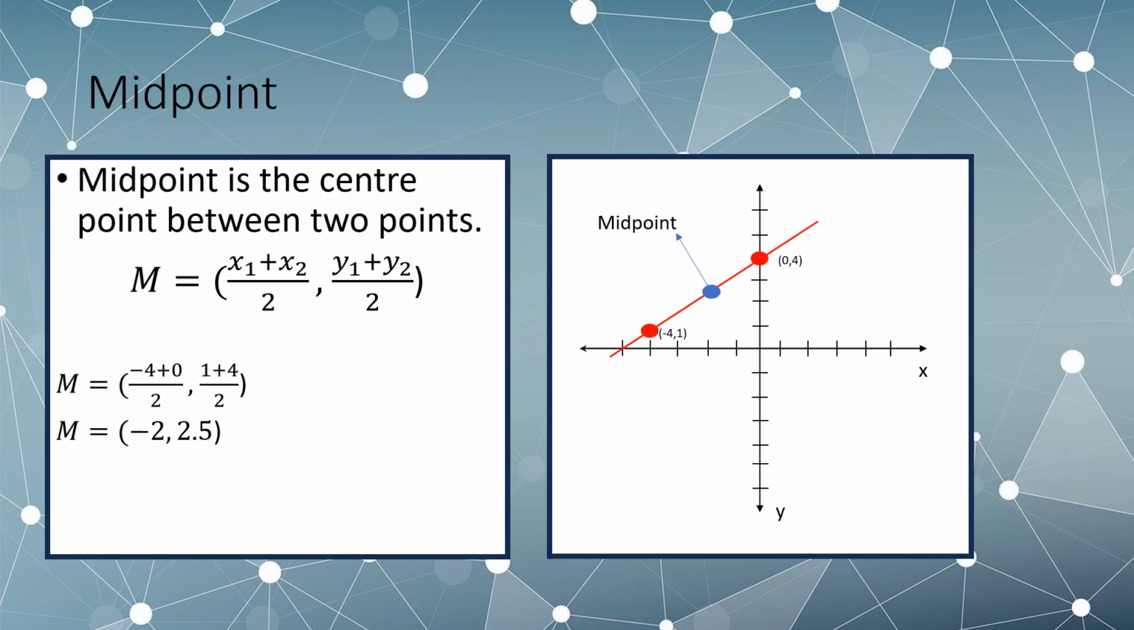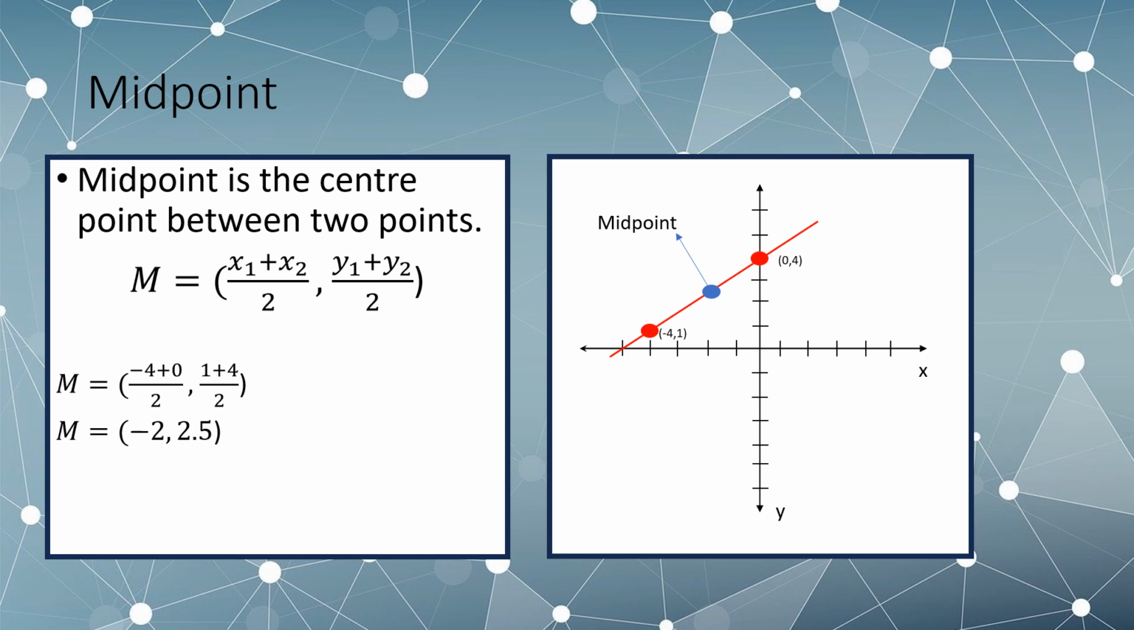Sometimes with linear equations on the Cartesian plane, you'll be required to find the midpoint between two set points. On the right here, we have a line, and we've been given the two coordinates (0, 4) and another coordinate (negative 4, 1). We've been asked to find the midpoint between these two points. The midpoint is simply the center point between two assigned points. It can be found using the formula M is equal to x1 plus x2 over 2, and our second coordinate is y1 plus y2 over 2.